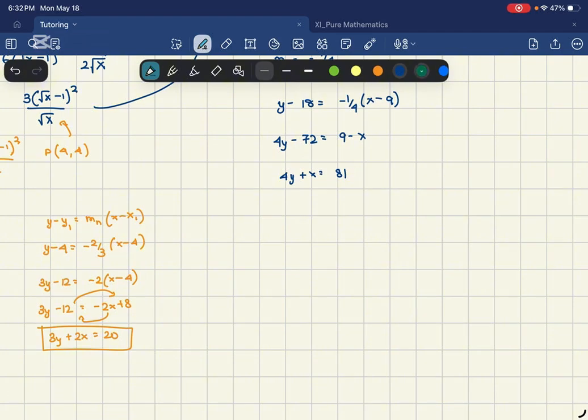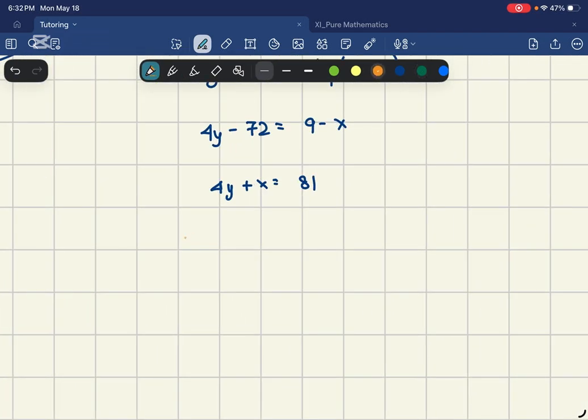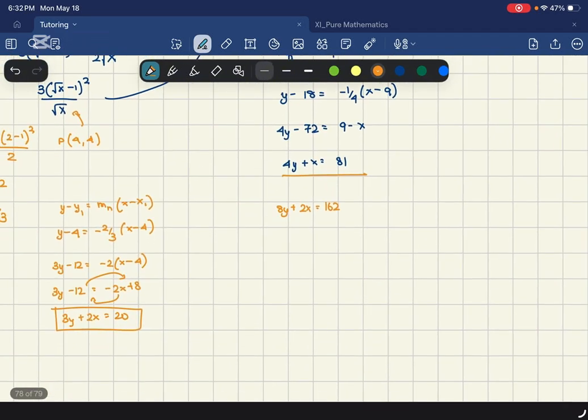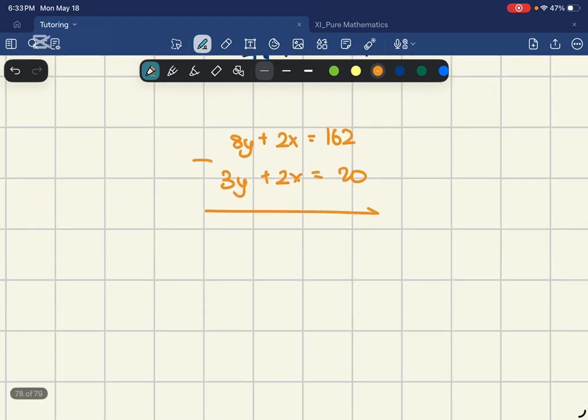All right, so now we need to find the point of intersection, right? Find the coordinates of R, and R is the point of intersection. So we know that 4y plus x is 81. If I multiply this equation by 2, I am going to get 8y plus 2x is equal to 162. And I have 3y plus 2x is equal to 20. If I subtract both equations, I have 8y minus 3y is 5y, 2x minus 2x is 0. I'll leave you to solve the system of linear equations on your own.